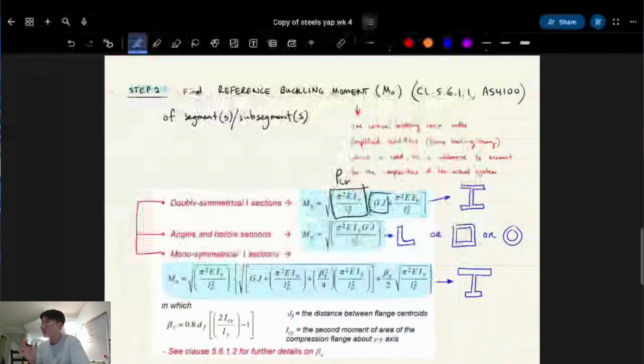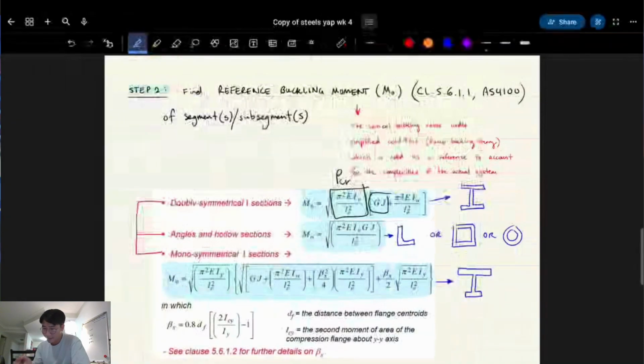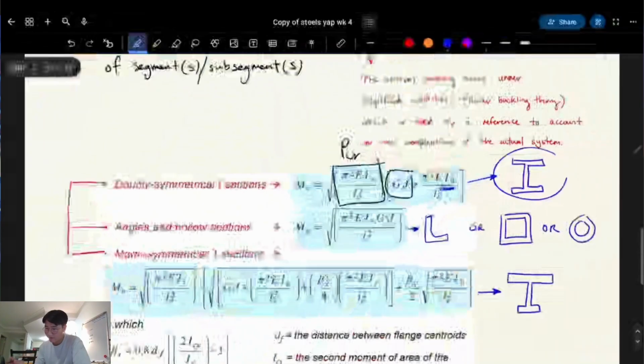There's a difference between torsion and warping. This is the torsion part, and this part's the warping part. So it's got this part that's like IW or something. Anyway, point is you have to consider both for an I-beam, right?